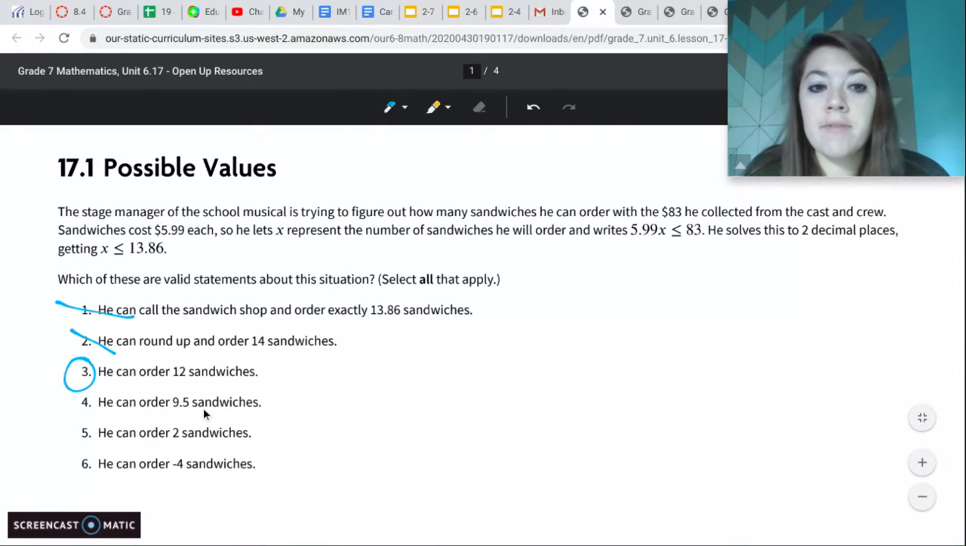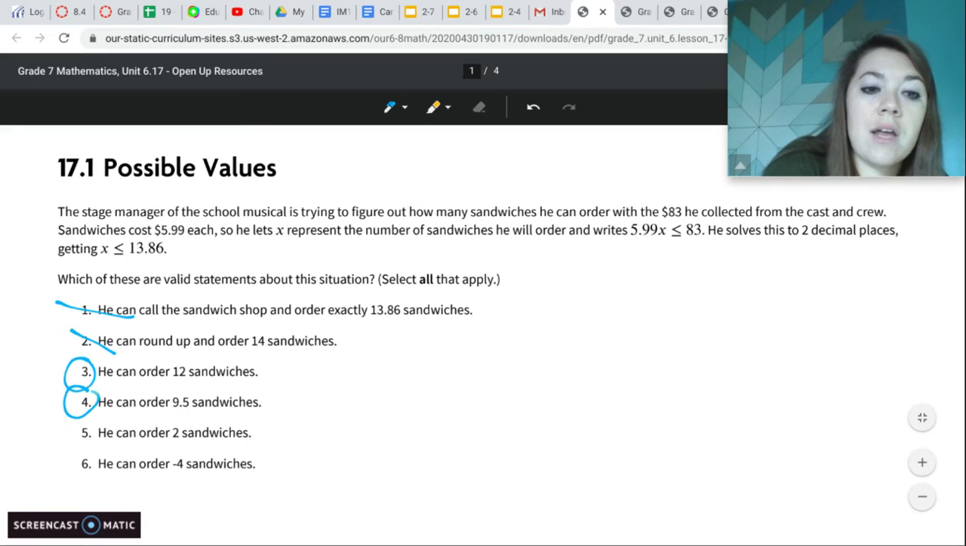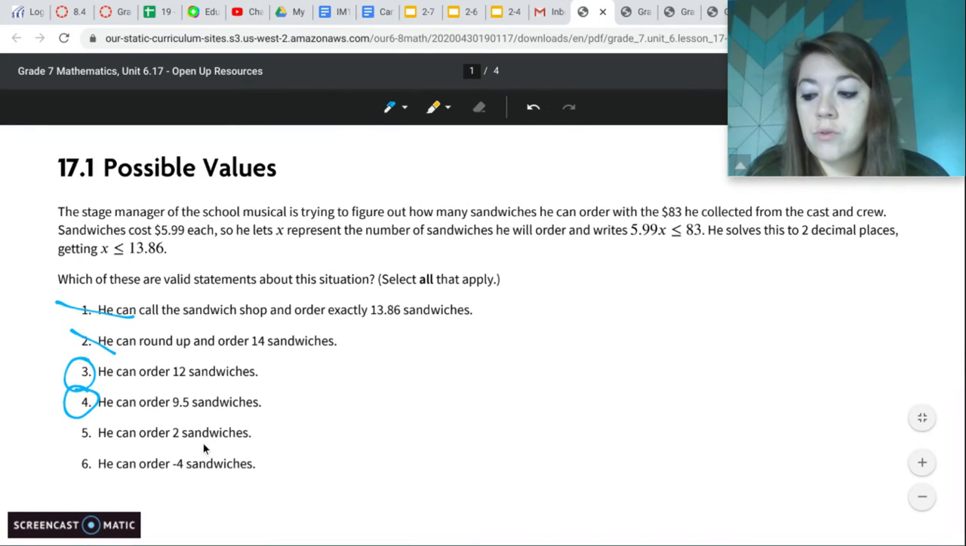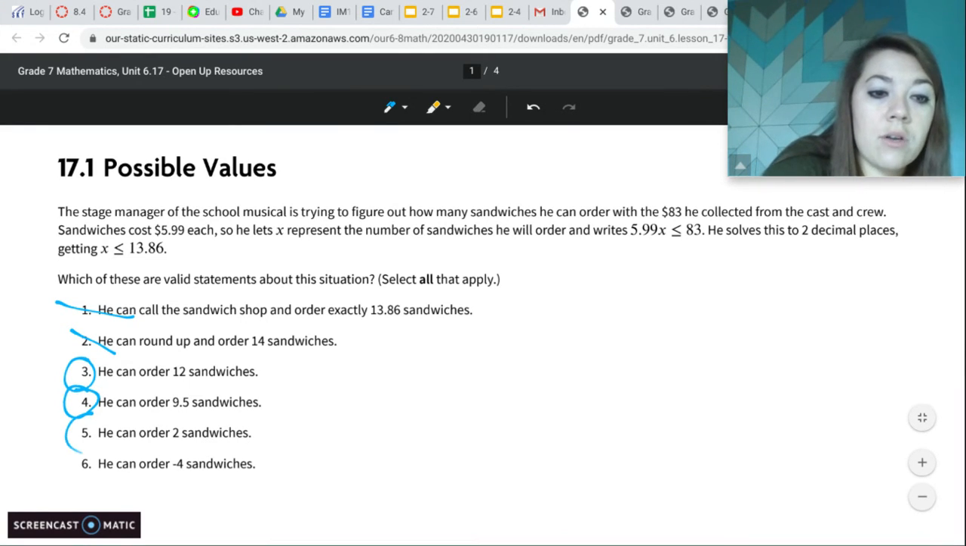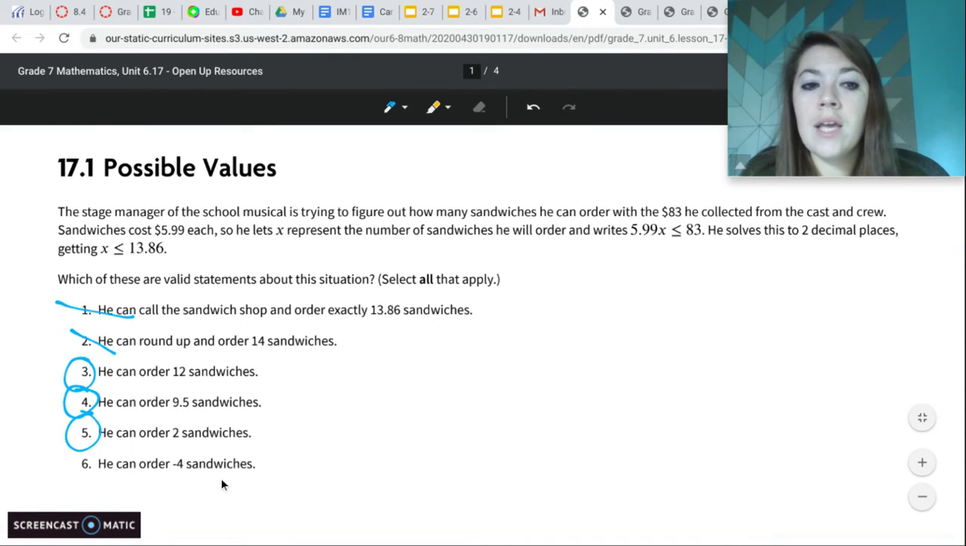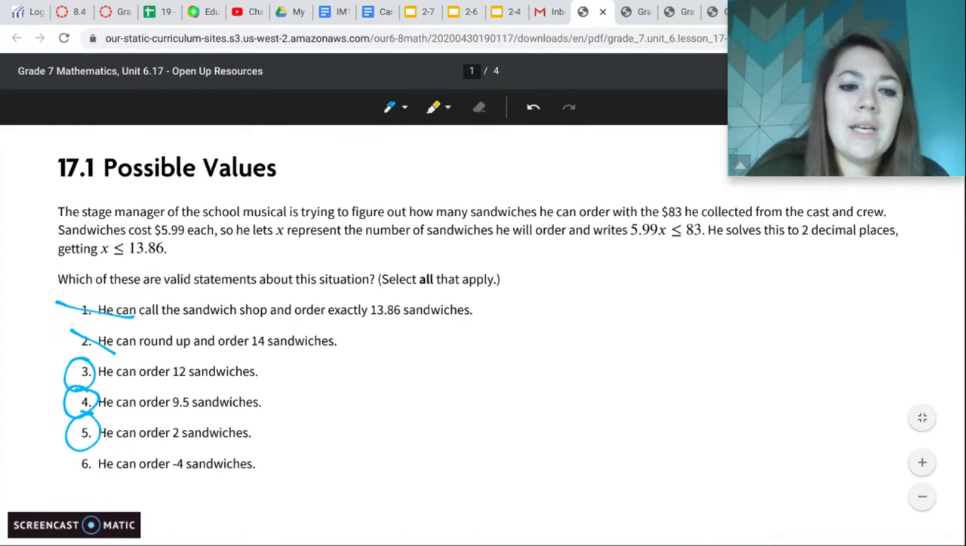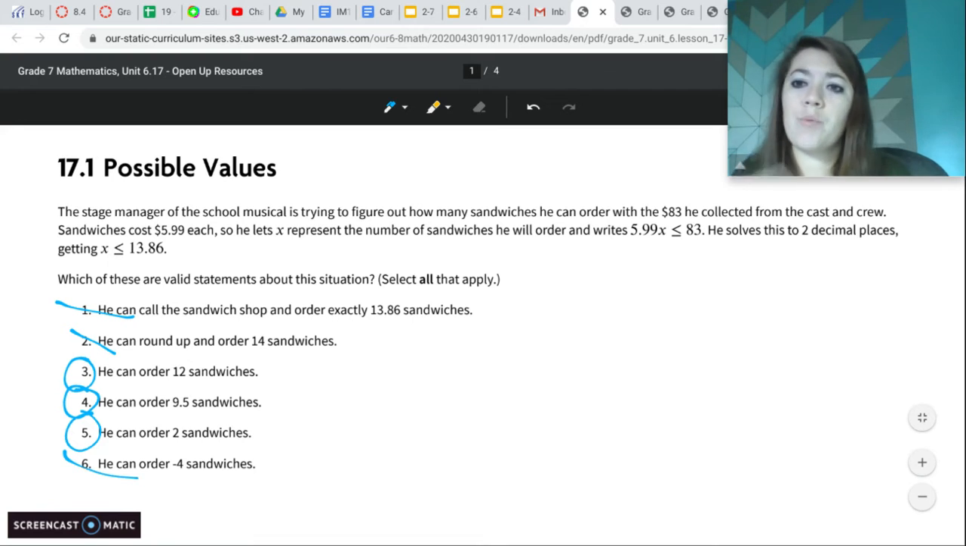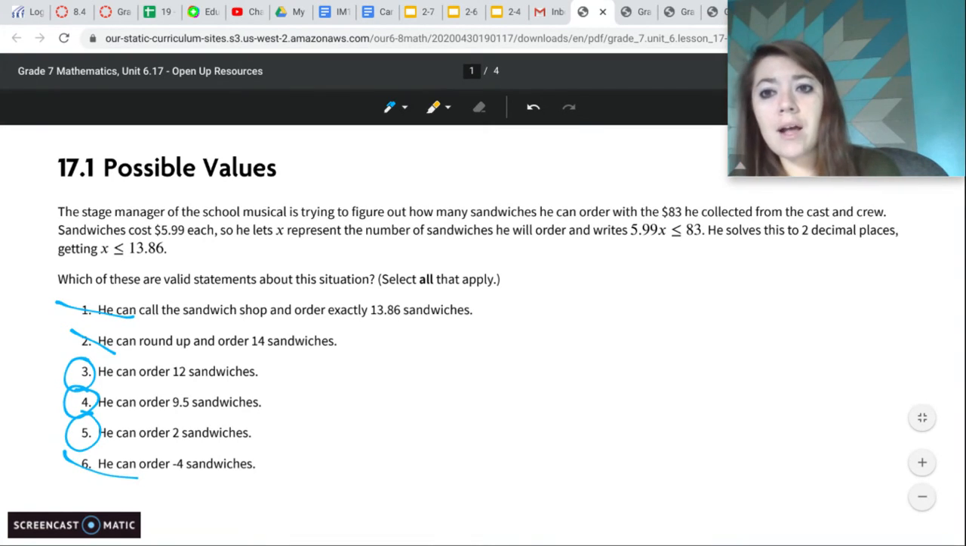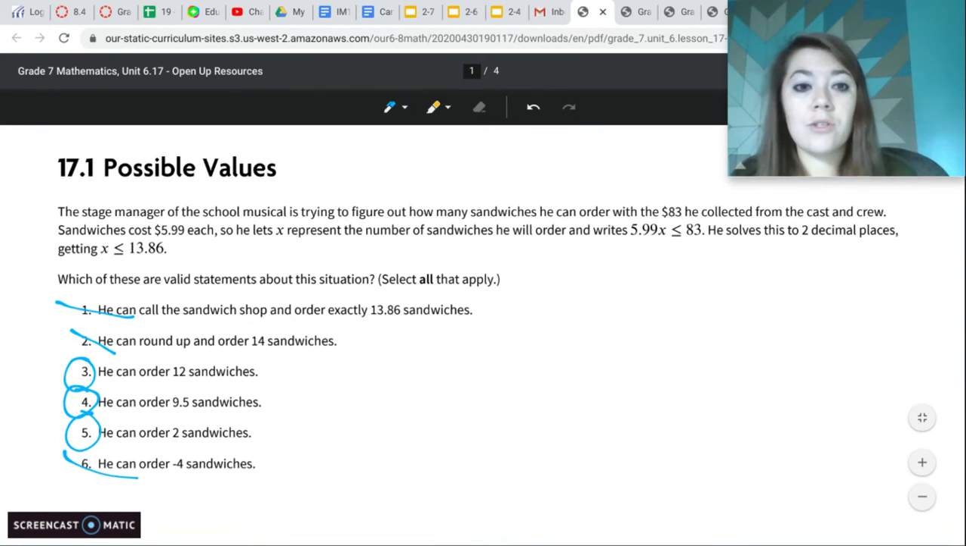He can order 9.5 sandwiches. Once again, he's got enough for that. He can order 2 sandwiches. That is also a possibility. He can order -4 sandwiches. Definitely not. We can't have a negative number of sandwiches. We have to think about these in terms of real life context. So remember, context is your keyword.